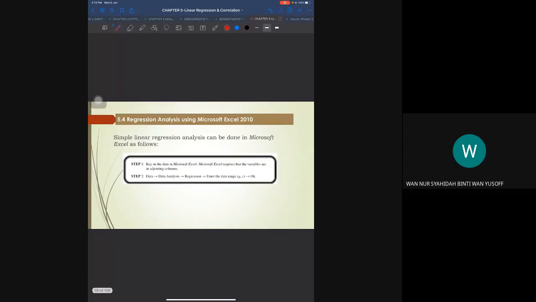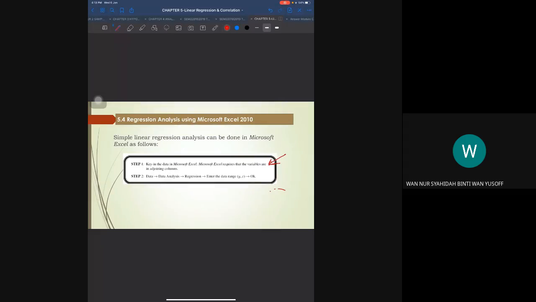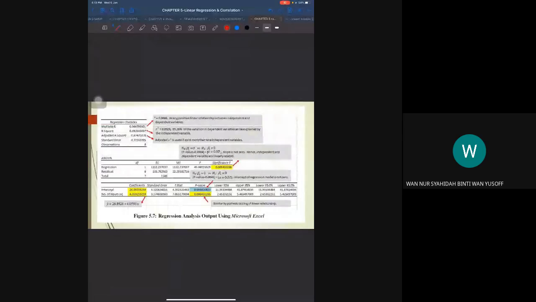5.4 Regression analysis using Microsoft Excel. If you want to explore, you can use this note to get the output from regression in Microsoft Excel. The function is from Data Analysis. So this is the output that you will get.